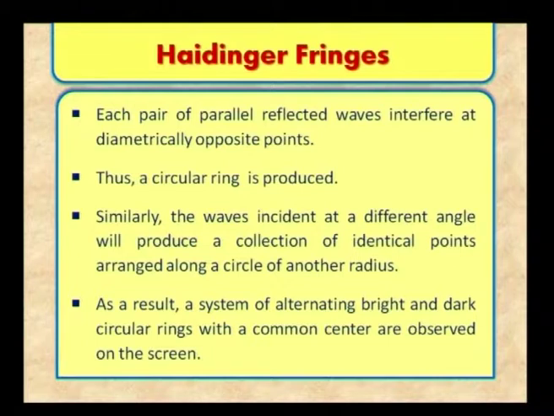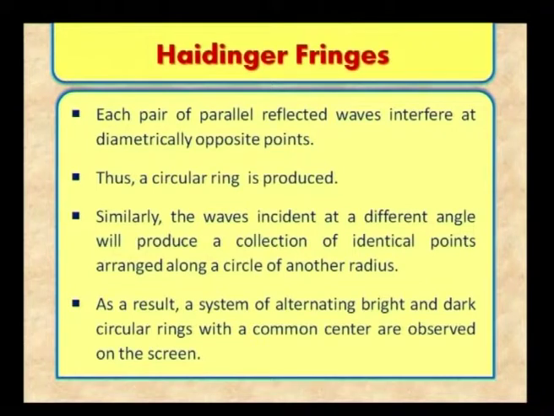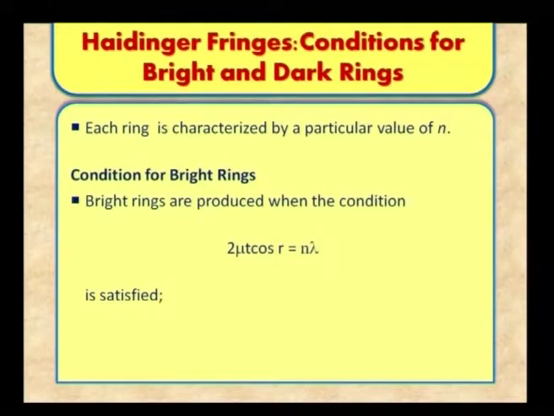Similarly, the waves incident at a different angle will produce a collection of identical points arranged along a circle of another radius, and so you will have concentric rings, as we had in the case of Newton's rings. You have the constructive interference taking place at A prime, B prime, and that will lead to a circular ring, and similarly there will be other rings with different diameters. As a result, a system of alternating bright and dark circular rings with a common center will be observed on the screen. Now, let me go to the conditions.